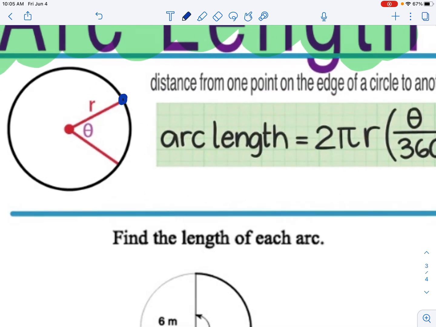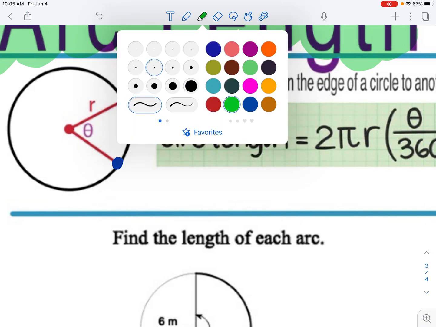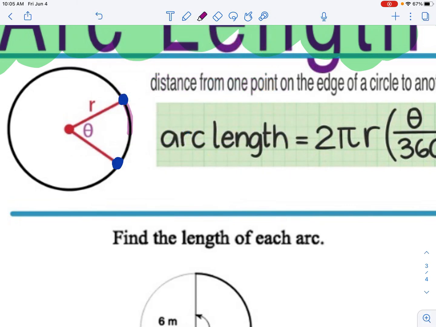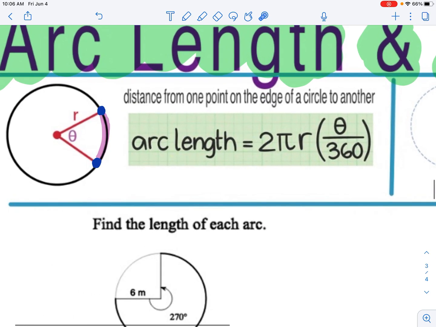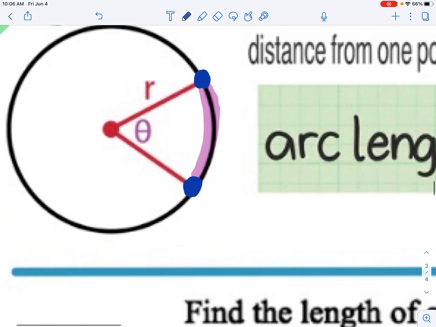So if I have a point here and a point there, I want to know the distance between here and here. Just like that. If you think about this as a slice of pizza, I want to know how long the crust is, right? So the distance between the 2 points, or the length of this piece of arc right here, the length of the crust. So first of all, we have a couple things that we need to identify.